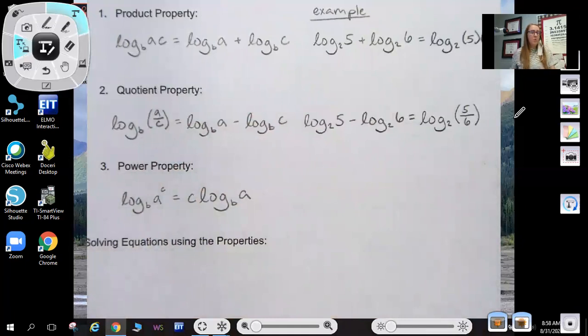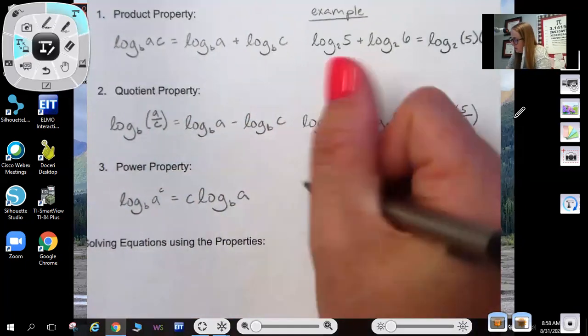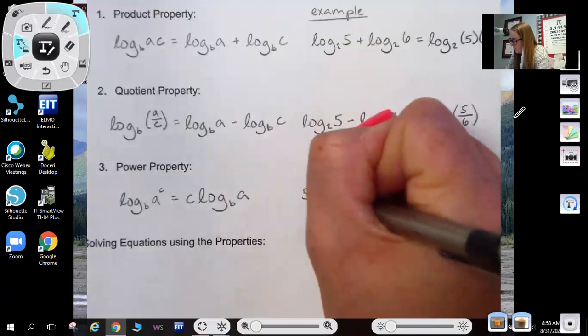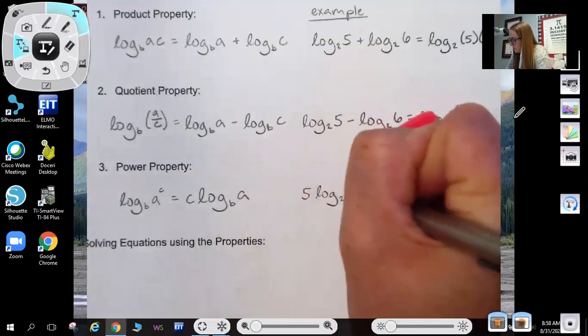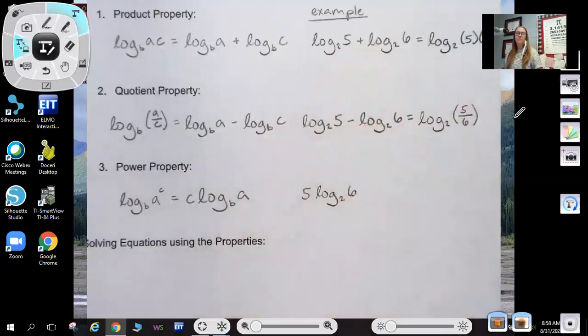Okay, an example of how we're going to use this property. Let's say we have 5 times log base 2 of 6. In order to use any of the other properties that we've already talked about, you can't have a number in front of these logarithms.